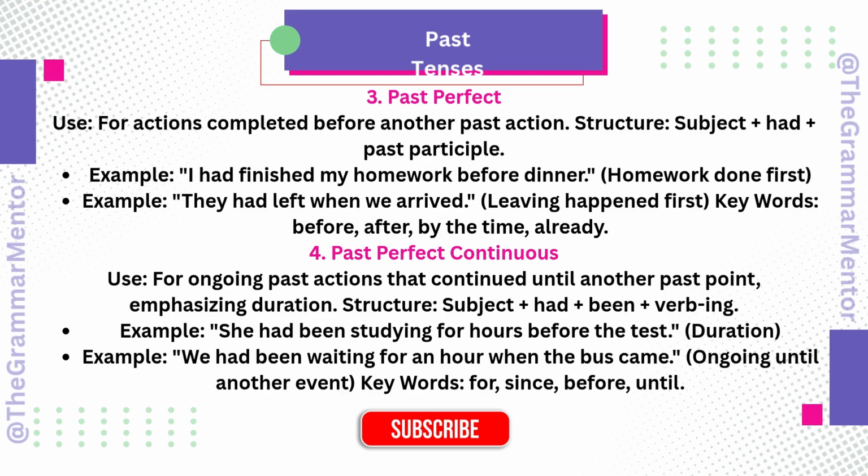4. Past perfect continuous. Use: for ongoing past actions that continued until another past point, emphasizing duration. Structure: subject plus had plus been plus verb-ing. Example: She had been studying for hours before the test. Duration. Example: We had been waiting for an hour when the bus came. Ongoing until another event. Keywords: for, since, before, until.